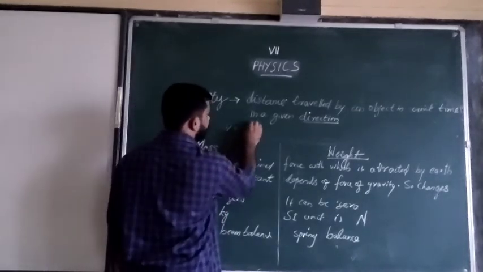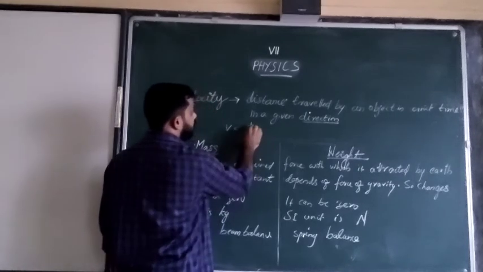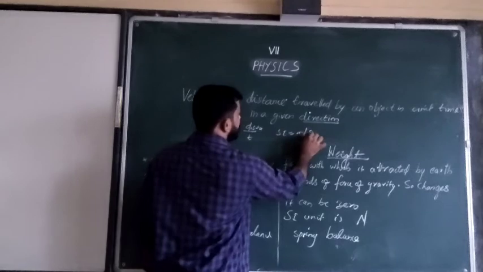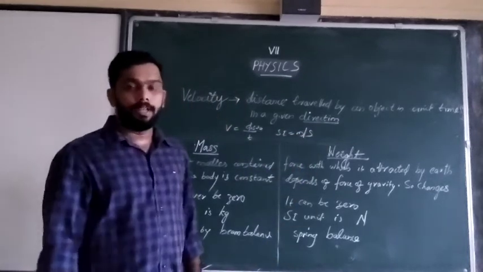Velocity is equal to distance traveled divided by time, and the SI unit will be meter per second.